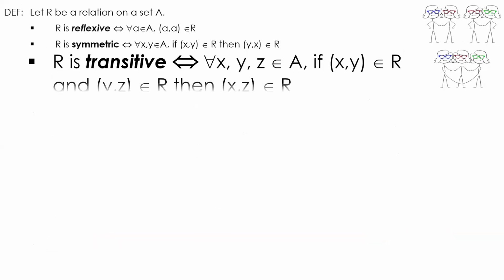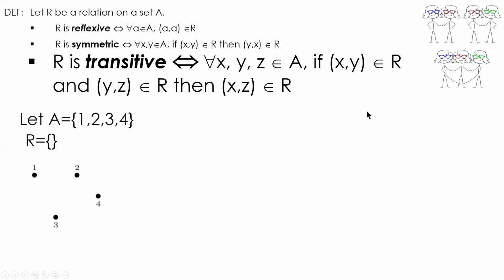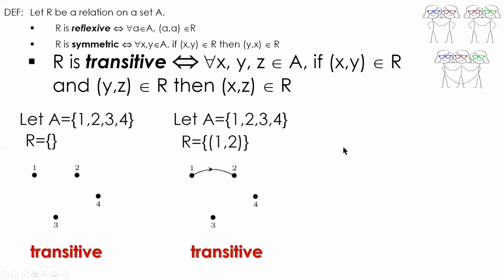The last property I want to talk about is transitive. This one's a little bit harder to see on the graph sometimes. What this is saying is if x is related to y and y is related to z, then x has to be related to z. So it's kind of like a shortcut. Let's look at that same sort of situation. 1, 2, 3, 4, the empty relation. There are no x's related to y's or y's related to z's, so it is vacuously transitive. If I add one arrow to that, it's still transitive because I need two arrows to break the transitive part.